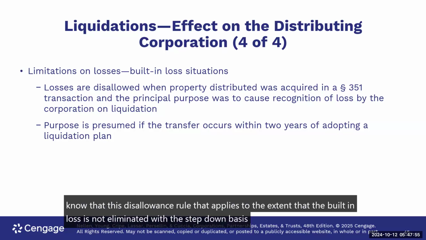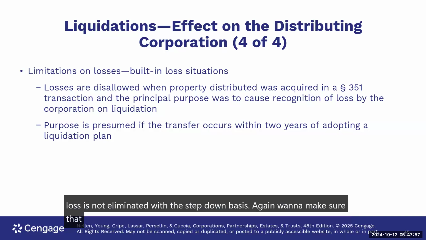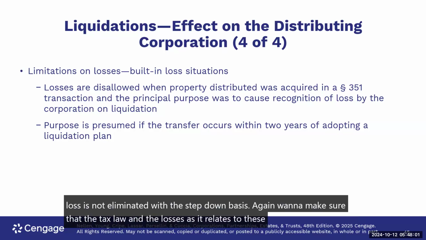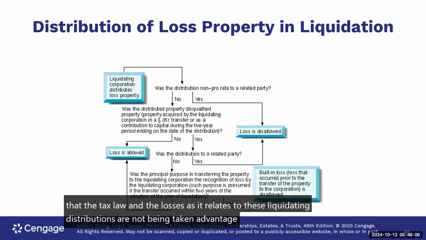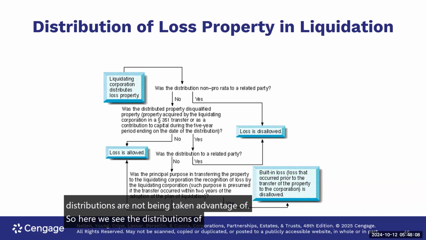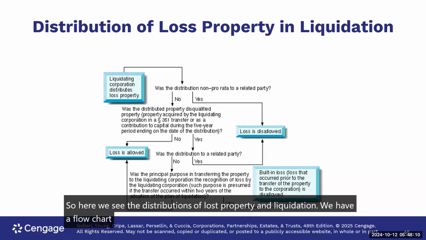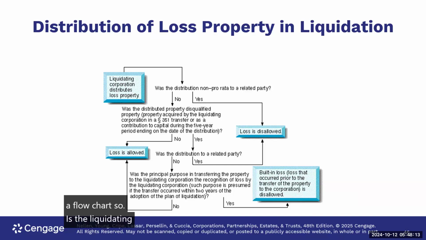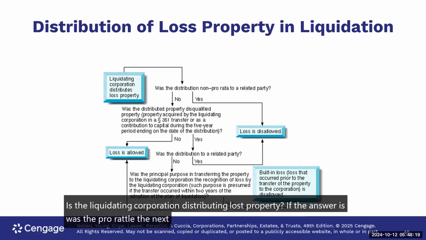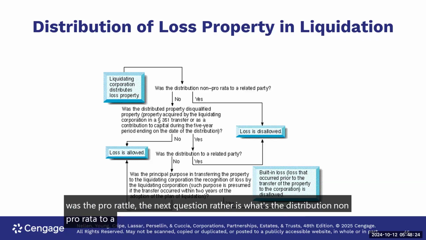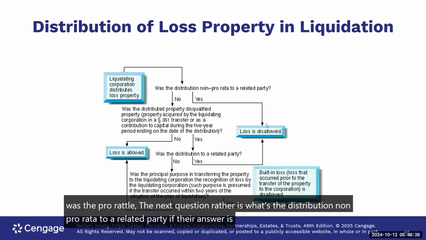Again, want to make sure that the tax law and the losses as it relates to these liquidating distributions are not being taken advantage of. So here we see the distributions of lost property and liquidation. We have a flow chart. So is the liquidating corporation distributing lost property? The next question, rather, is was the distribution non-pro rata to a related party? If the answer is yes, then the loss is disallowed.